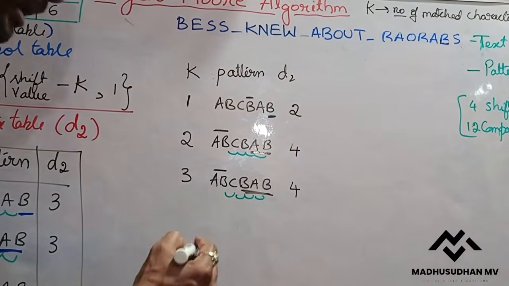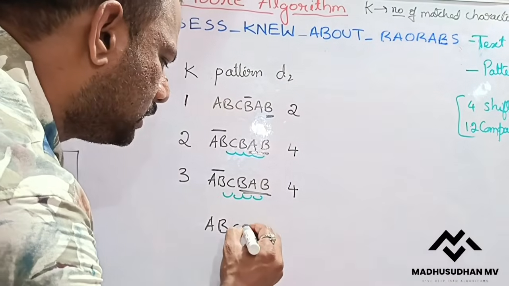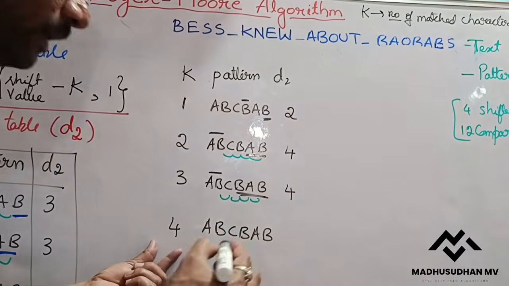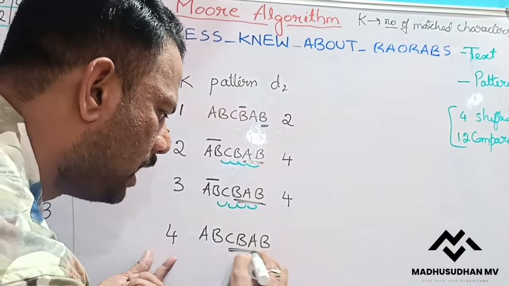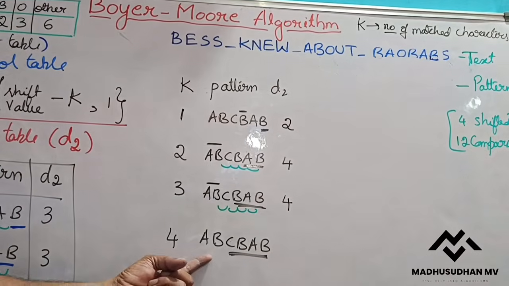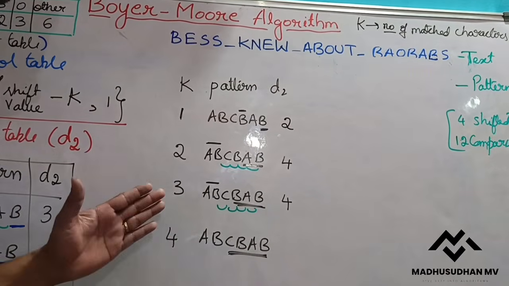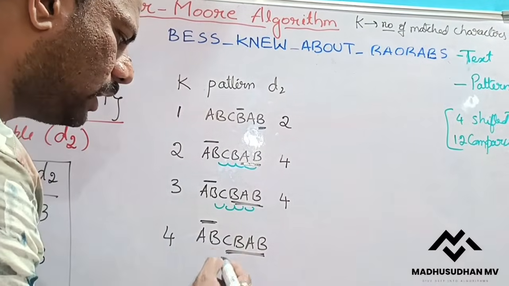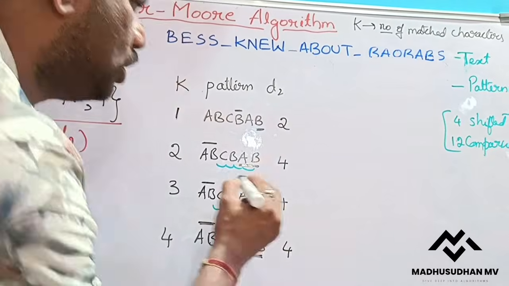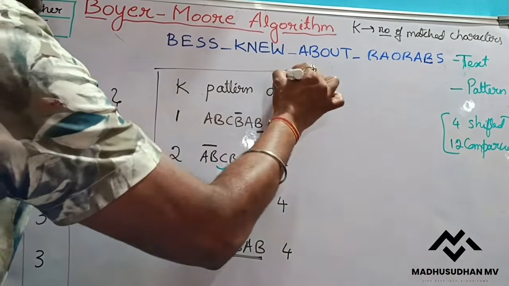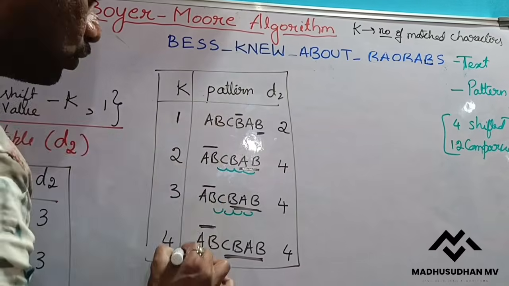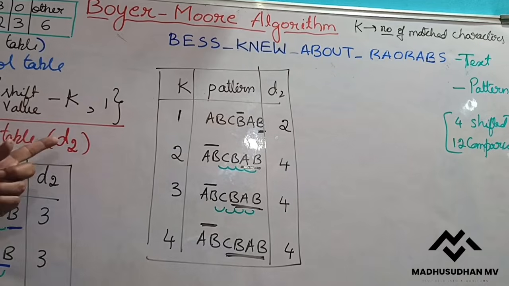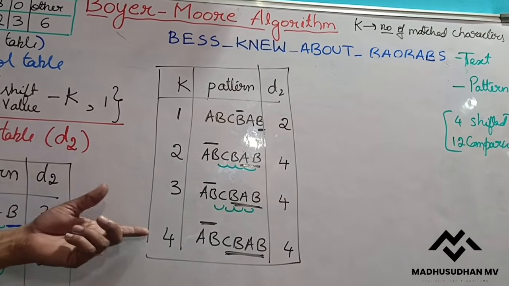So now you check for the last one. A, B, C, B, A, B. Now if 4 characters have been matched and then a mismatch occurs at the 5th one. Now again CBAB is not there, but I don't know what it may have before this. So I will check this one only. Again it is also distance 4. So this is the good suffix table for this example. So I have given 2 examples of how to construct the good suffix table. So distance 2 I will get from the good suffix table.